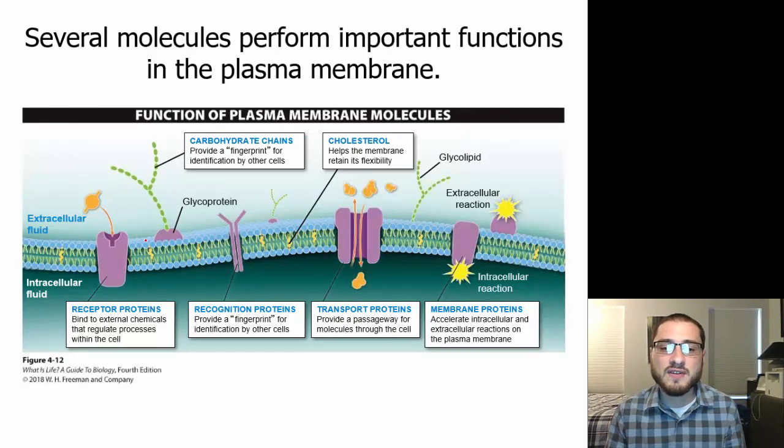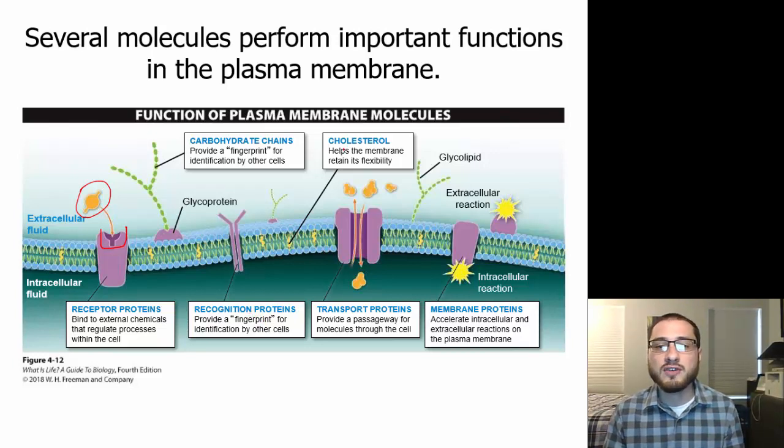You have receptor proteins that are going to bind to external chemicals to regulate the process within the cell. These special proteins have special shapes, and they are responsible for certain chemicals. The shape really depends on which chemical they're responsible for. And then you have recognition proteins, which are kind of like a fingerprint or a flag for identification by other cells to say, hey, I belong here, or in fact, I don't belong here.